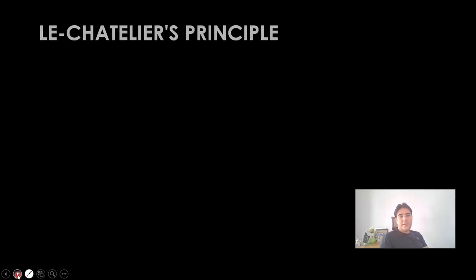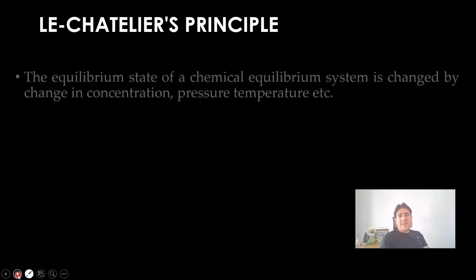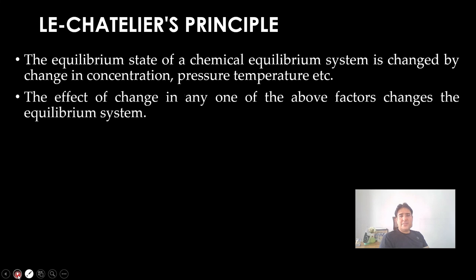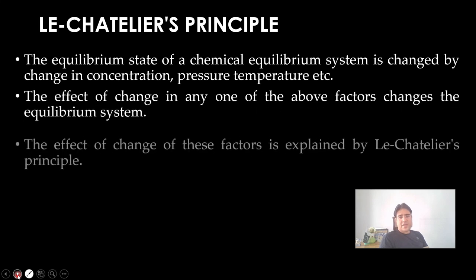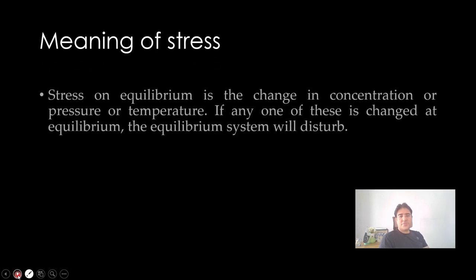All right. Then we came to Le Chatelier's principle, which was our previous topic, which states that when any constraint is applied on a balanced chemical reaction, the chemical reaction will take its way in such a way as to minimize the effect of that constraint. Now, what is a constraint? A constraint is a change. What is the meaning of constraint or stress?